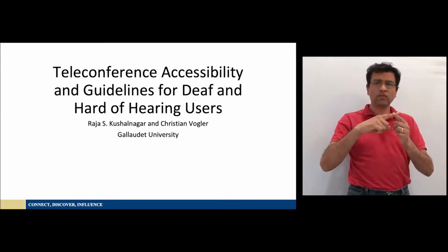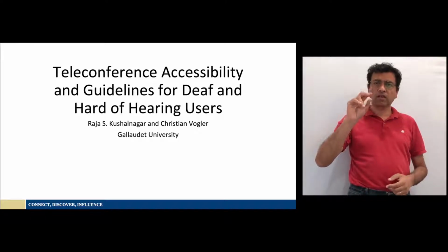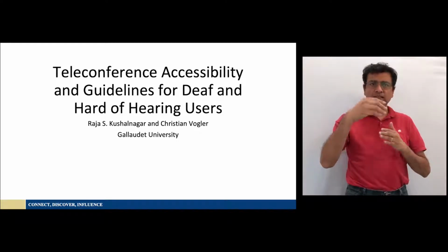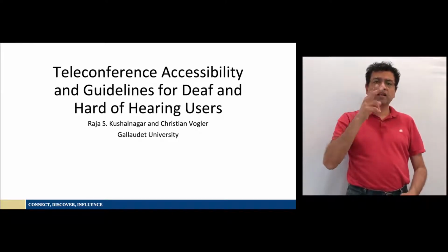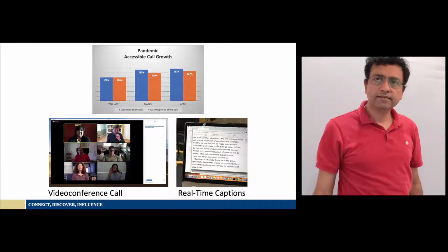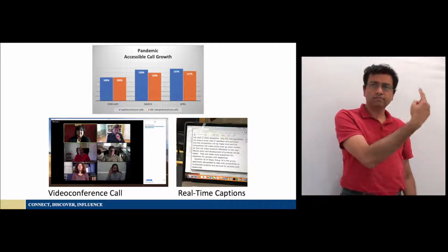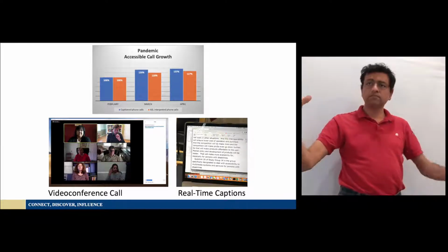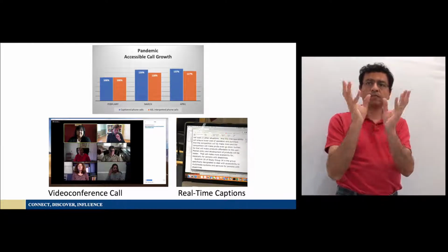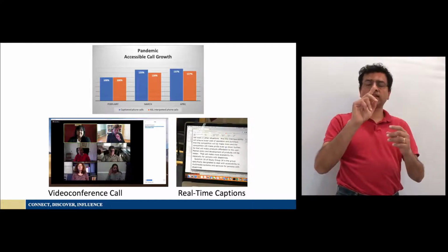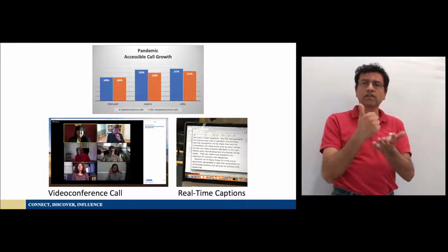We're here to talk about teleconference accessibility and guidelines for deaf and hard of hearing users. On the top, a bar graph shows a 37% increase in captioned phone calls. On the bottom left, there are 6 people in a video meeting. On the bottom right, a page of text representing speech. Many people have to get together remotely for discussions. That's where teleconference software helps.